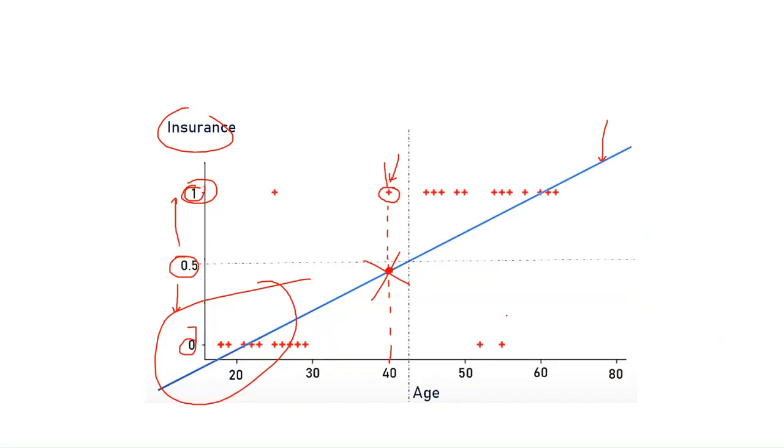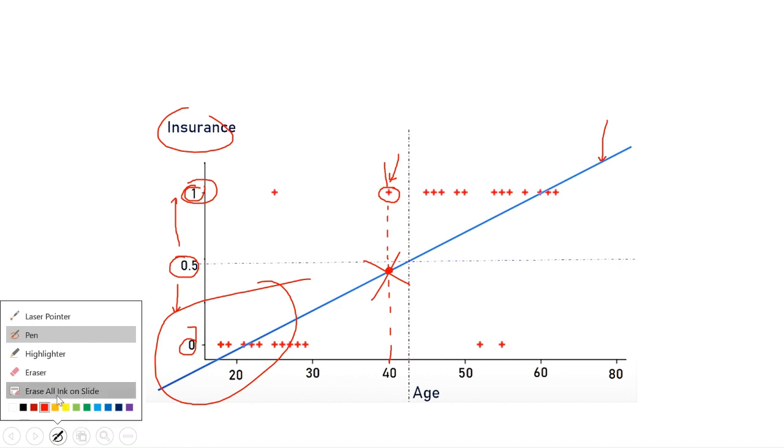Okay, so this is the problem we will encounter when we use linear regression for classification. This is because the error between the data points and the regression line is very huge compared to the previous linear regression case. Because of this, we cannot use linear regression for classification.